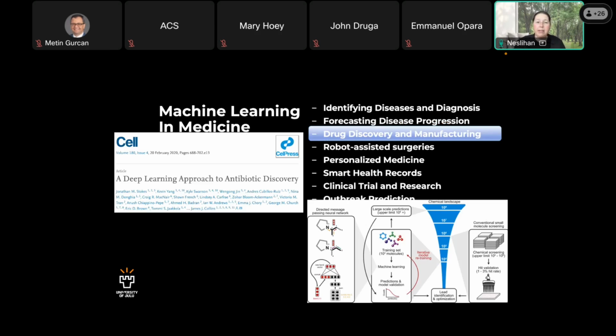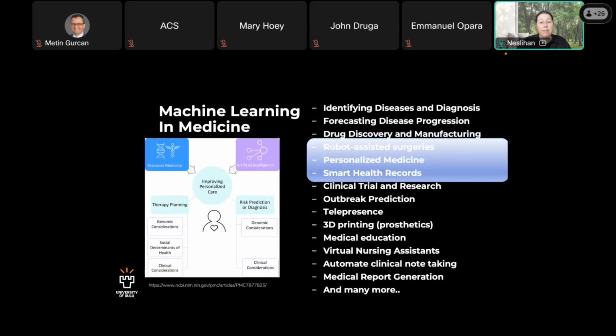Another exciting area is drug discovery, particularly antibiotic research. Antibiotic-resistant bacteria is a serious global problem, and if no action is taken, it could cause around 10 million deaths per year by 2050. Researchers from MIT trained a deep neural network to predict molecules with antibacterial activity. They found a new antibiotic which is different from the traditional antibiotics and effective against many pathogens.